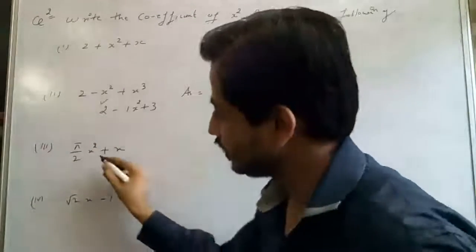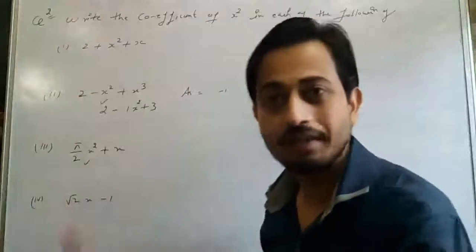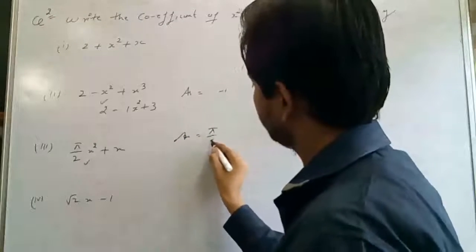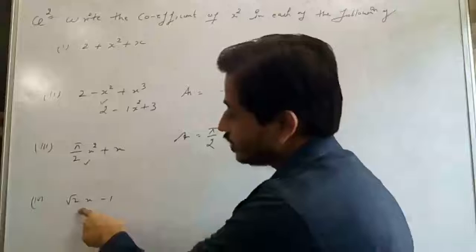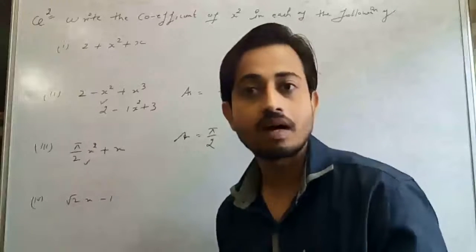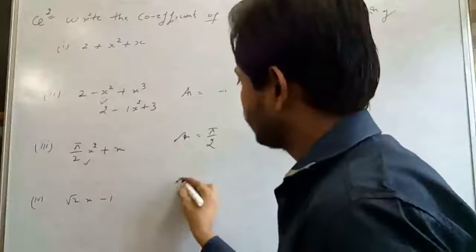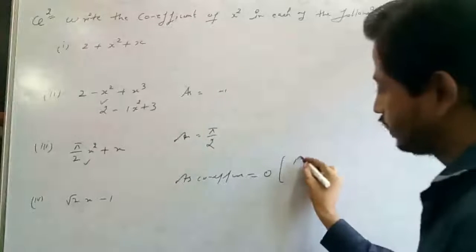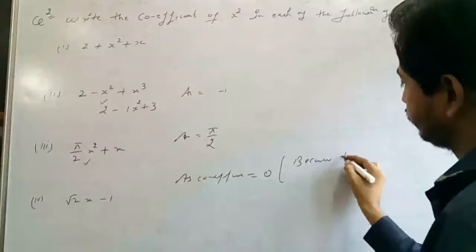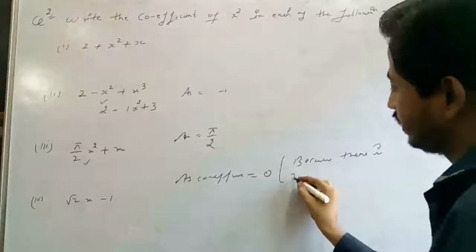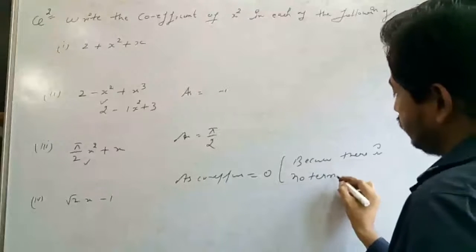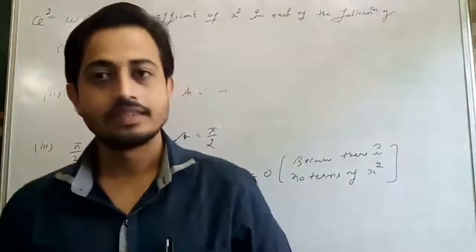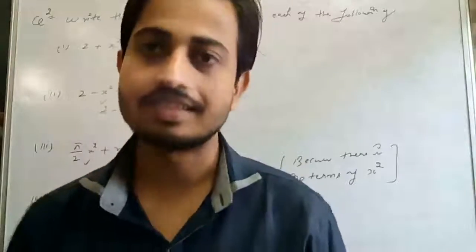Now look at this. Here the x square term is here. And what's the numeric value? Pi by 2. So our answer is pi by 2. Here there is no term having x raised to the power 2. It means the coefficient is 0, because there is no term of x square. I hope this will be clear to you. Please make a note first.